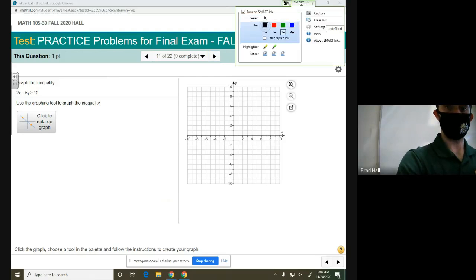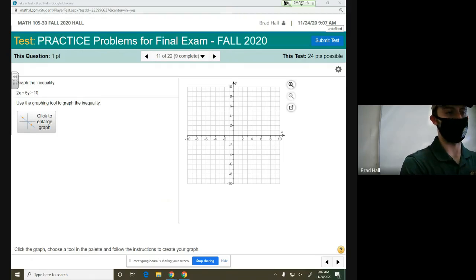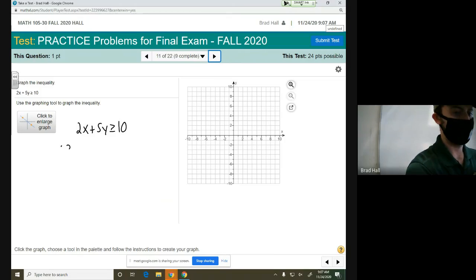Okay, so let's go ahead and graph this inequality: 2x plus 5y is greater than or equal to 10. And the first thing we do, as we've done before, is graph the equality.